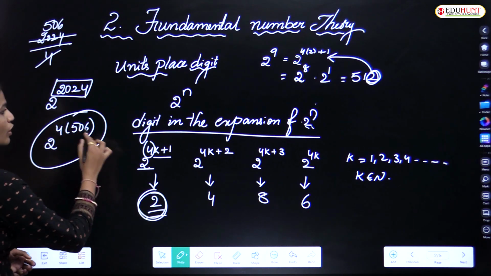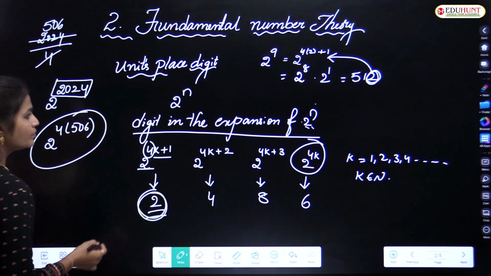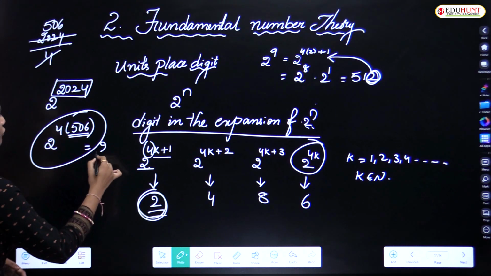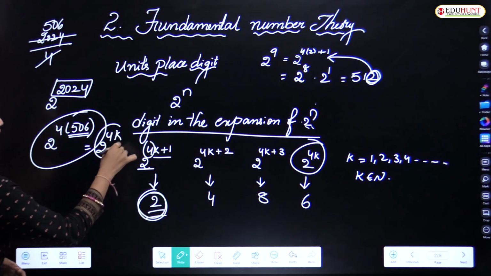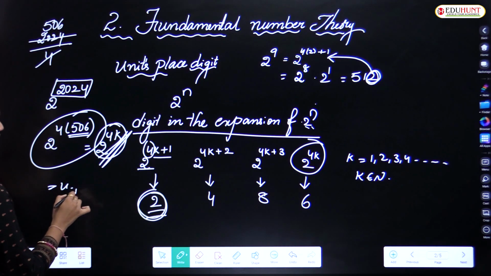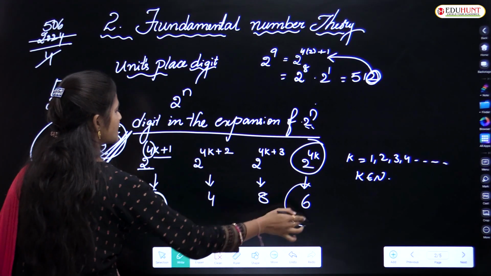Now this is in the form of 2 power 4k, where k is equal to 506. If the number is in the form of 2 power 4k, what is the units place digit? That is simply 6.